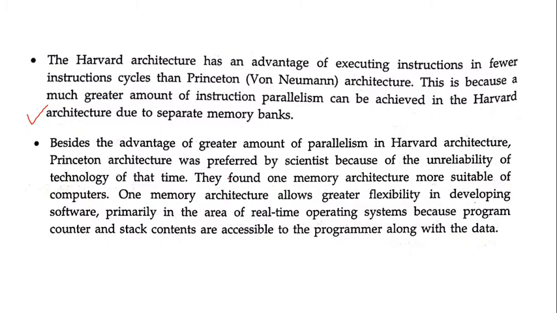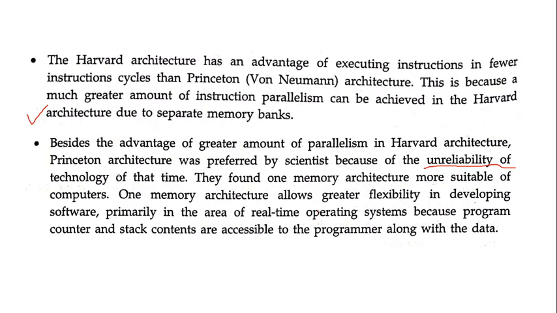Besides the advantage of greater parallelism in the Harvard architecture, the Princeton architecture was preferred by scientists because of the unreliability of the technology of that time. Our technology was not that developed, so we required everything stacked on only one phase. We could not separate all the things at that time regarding that technology. So they found one memory architecture more suitable for computers. We did not require separate memory architectures at that time.